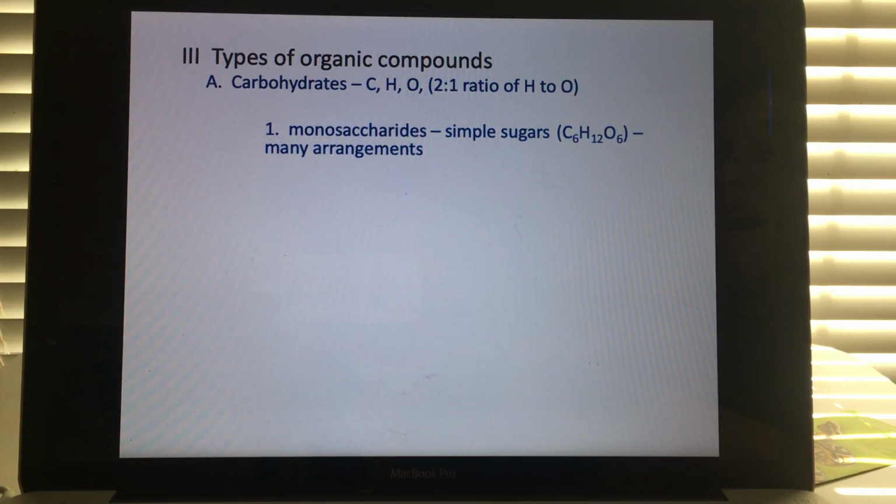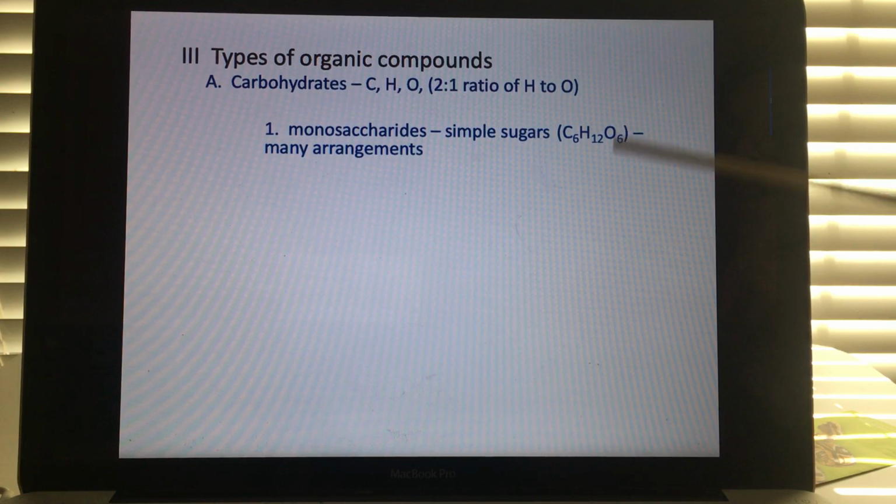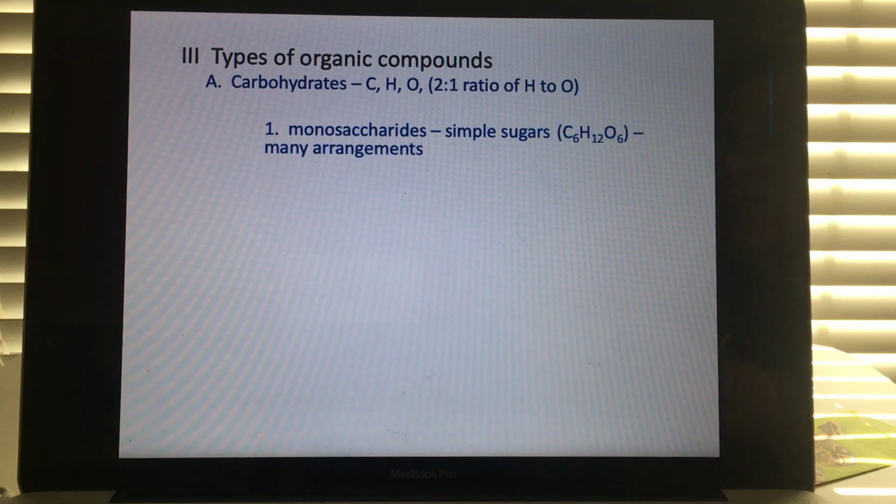So monosaccharides are simple sugars. The prefix mono means one. And the simple sugars have a molecular formula of C6H12O6, which tells you the different types of elements and the ratios of those elements. So it is a 1 to 2 to 1 ratio between carbon, hydrogen, and oxygen. But there are many different arrangements of these atoms.